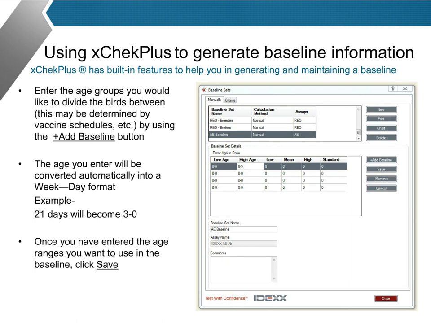The next step will be to enter the age groups that you'd like to divide the birds among. For example, a low age and a high age of 0 to 5 days. And then you would add in your age. Your age is automatically converted into a week-day format. If you add in 21 days, for example, it will become 3-0 for 3 weeks, 0 days.